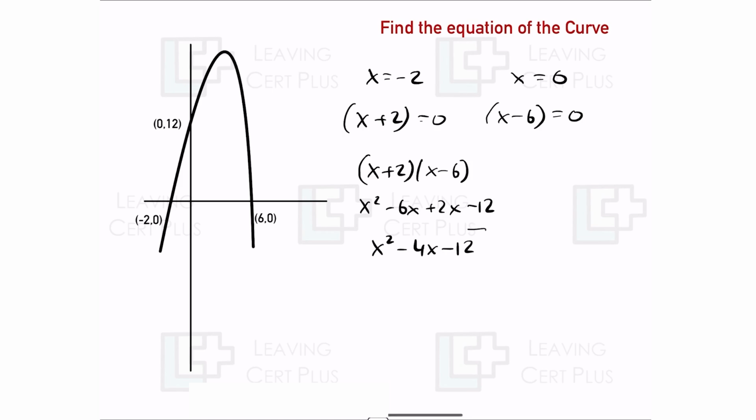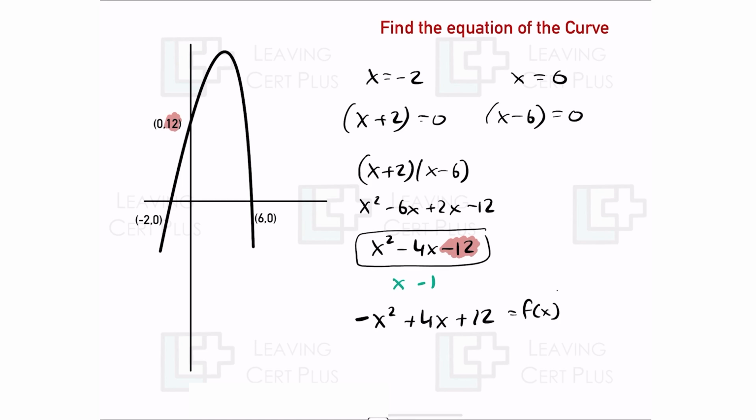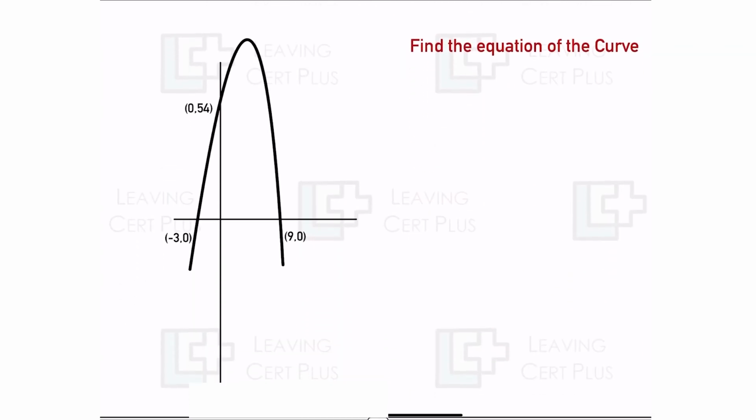So now this is the equation we're dealing with, and you have to see, does that y-intercept match what we have on the graph? You can see it doesn't. So we've got positive 12 on the graph, but we've got minus 12 on our equation. So what do we need to do? We need to multiply by minus 1. So that there is our amplitude factor. So our actual equation is minus x squared plus 4x plus 12 is f of x. So what you need to multiply by, that is your amplitude factor, which would be minus 1 in this case. Let's try one more example. So pause the video and give this one a go.